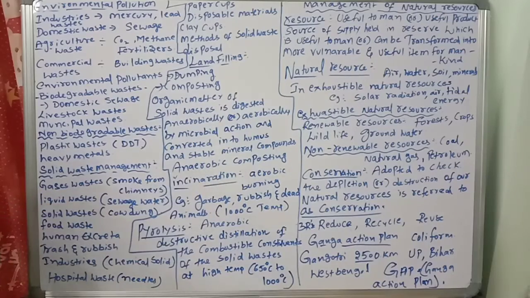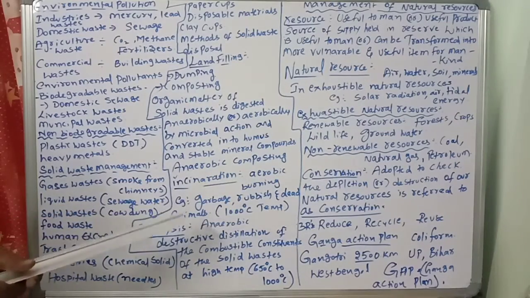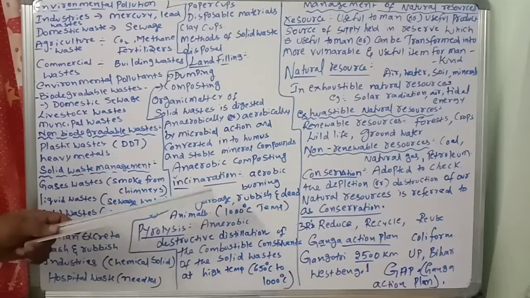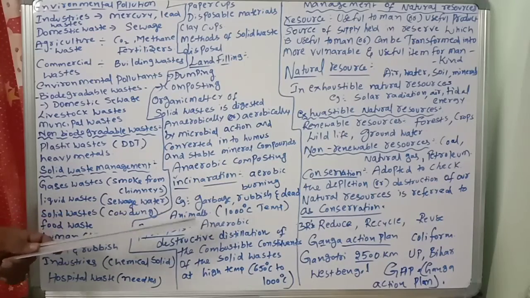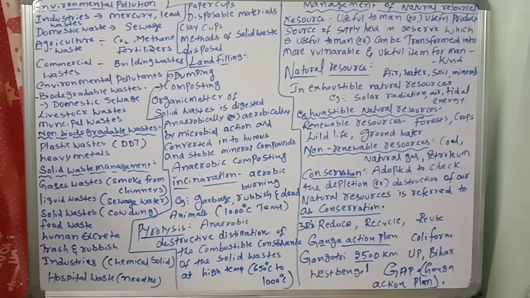That's called anaerobic composting. Next, incineration. Simple. Incineration means what? Aerobic burning. In the presence of air, burning of the waste is called incineration. Like garbage, rubbish, dead animals, at nearly 1000 degrees centigrade temperature, burning the waste is called incineration. Next one is what is called pyrolysis.